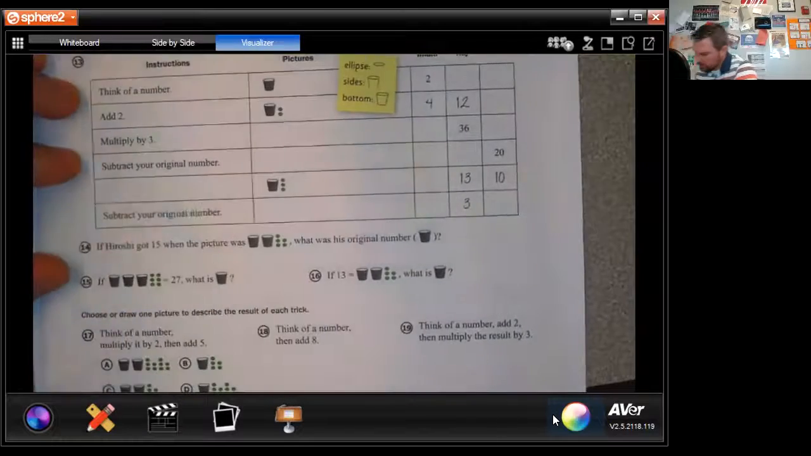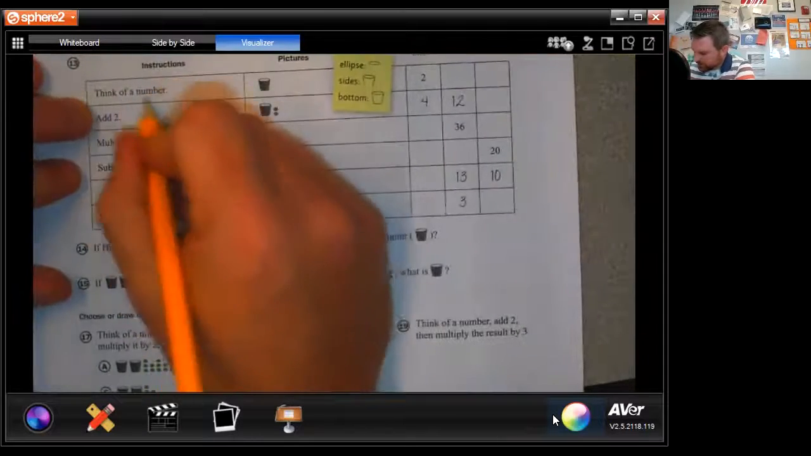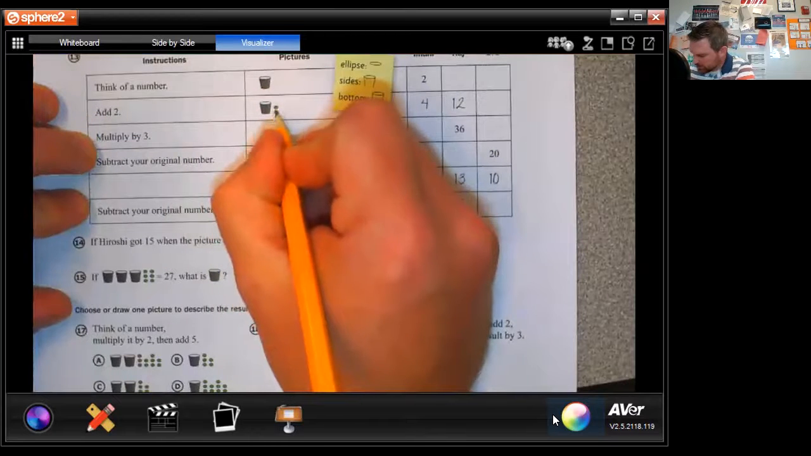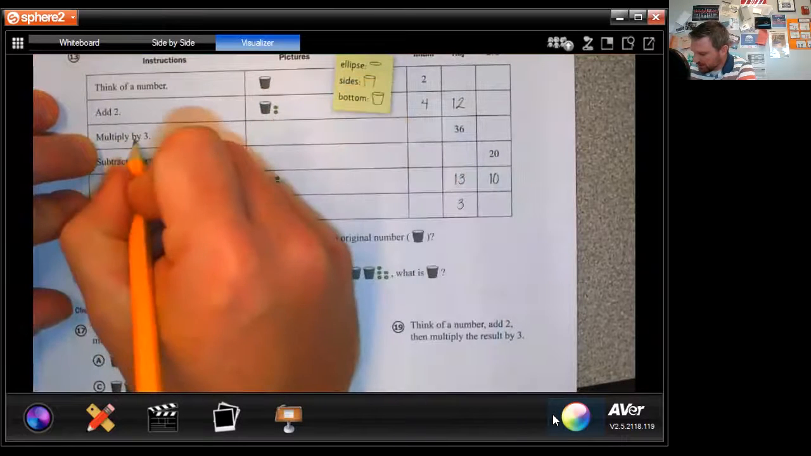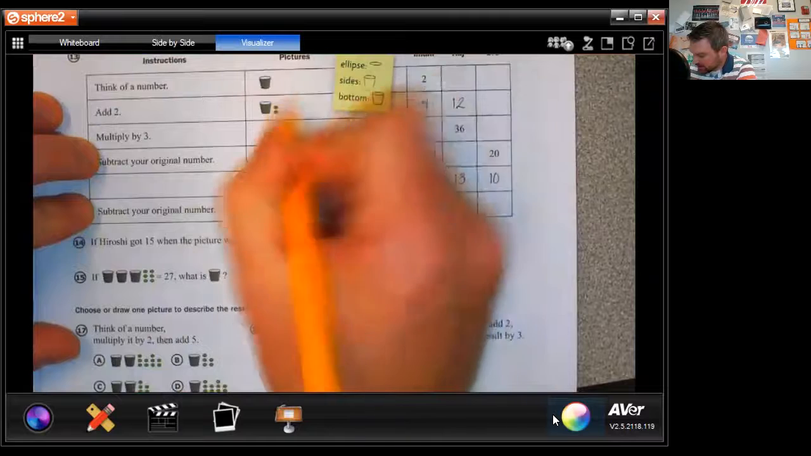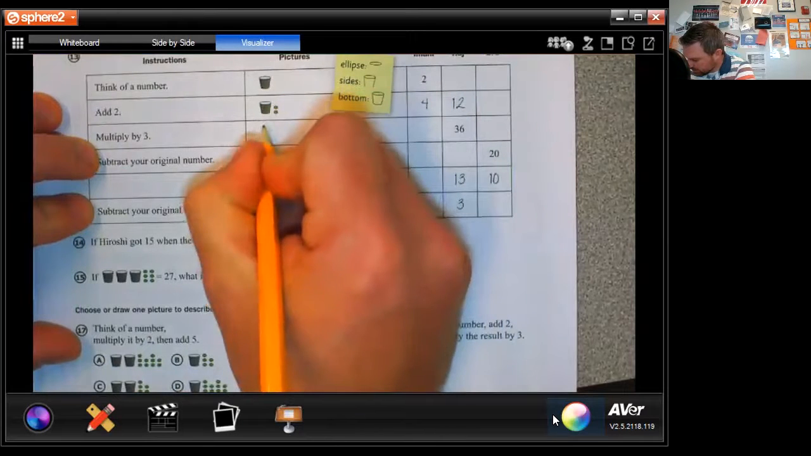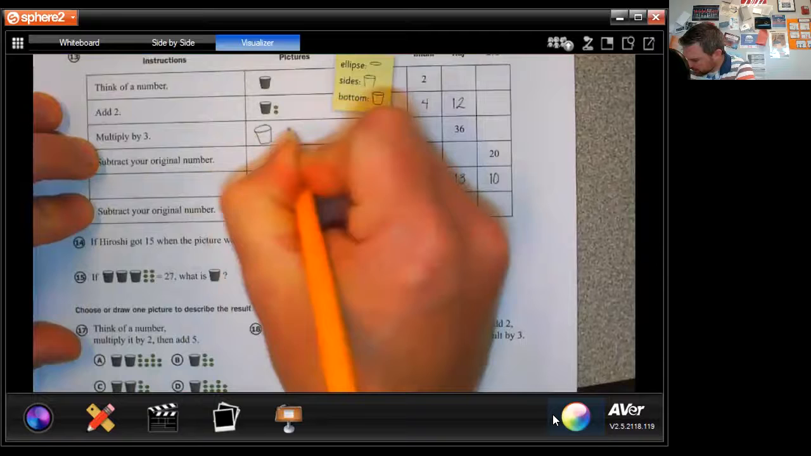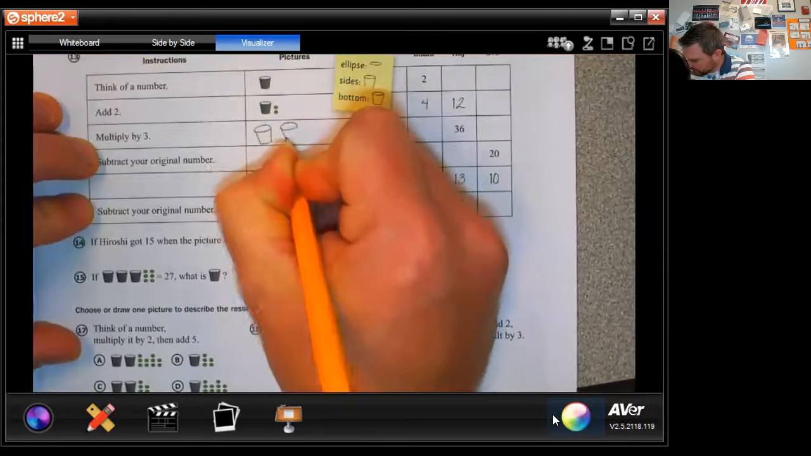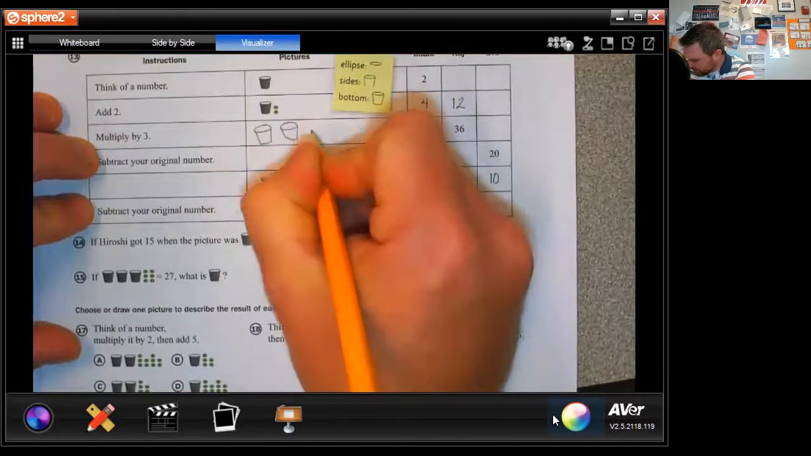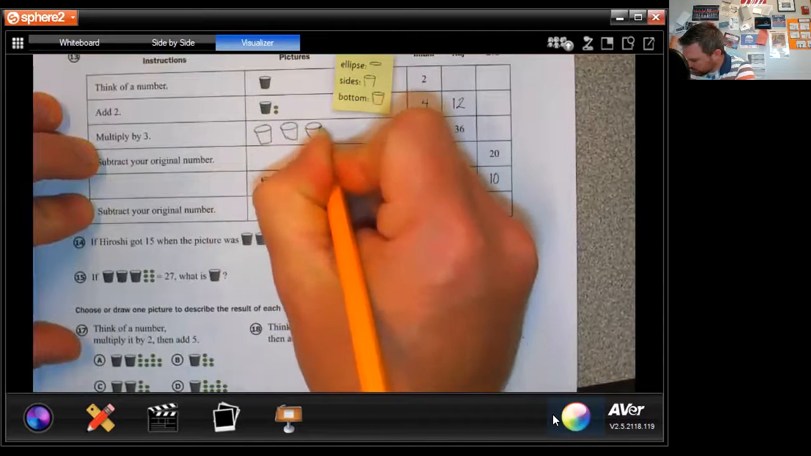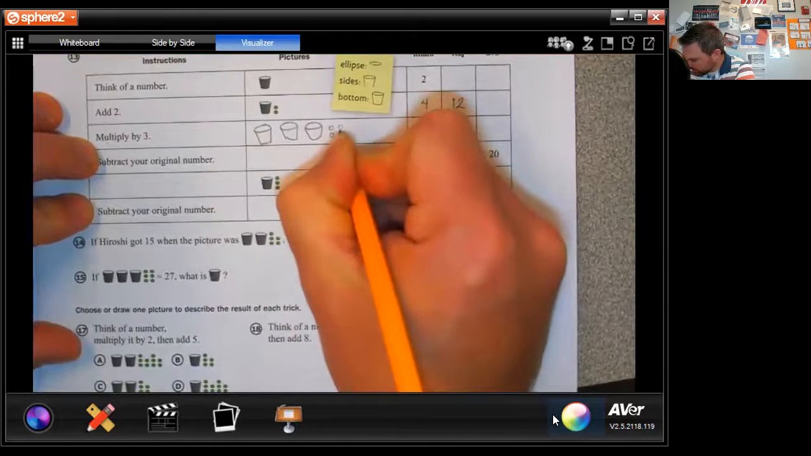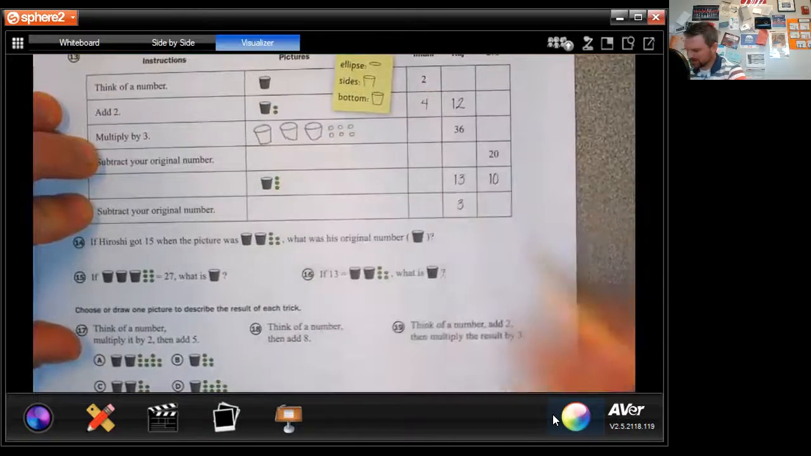Okay, so think of a number. Okay, got our bucket. Add 2. There you got 2 marbles. Multiply by 3. So you're going to take this whole thing and times 3. So instead of 1 bucket, now I have 3 buckets. And instead of 2 marbles, I have 3 times that. So there's 1, 2, 3 times that.